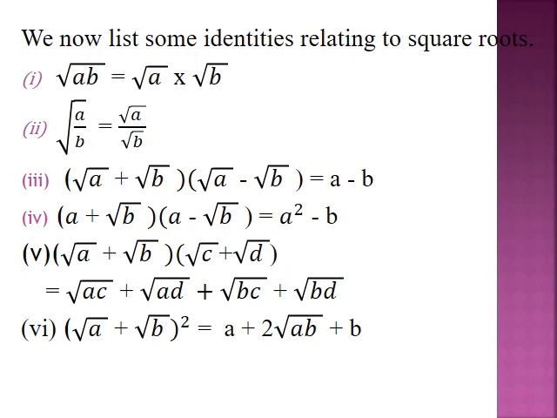Now we list some identities relating to the square root. As we have seen last year, some identities are related with a and b only, and now we are dealing with square root numbers.